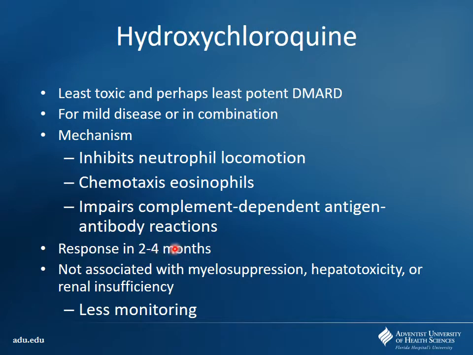A little bit slower onset here, but less monitoring because there's no real myelosuppression associated with it, no hepatotoxicity, no renal insufficiency. So if you catch them early, with very mild symptomatology, then you can go ahead and use this first, and that would be appropriate.